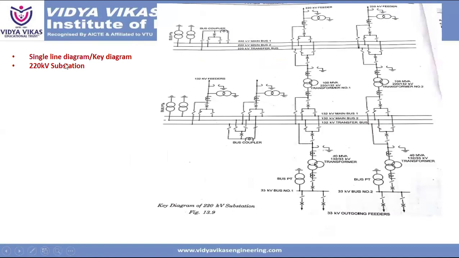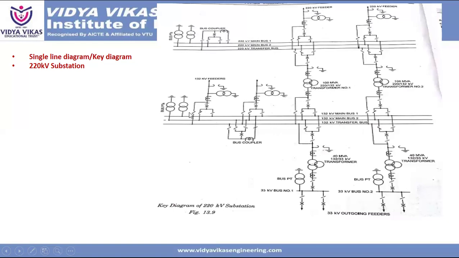And then the single line diagram of a 220 kV substation. In the 220 kV substation, two feeders are coming for the incoming, feeder number 1 and feeder number 2, and then bus bar 1, bus bar 2, bus bar 3. And then here they are going to use two transformers, 100 MVA each, 220/132 kV, transformer 1 and transformer 2, and then 132 kV bus bar 1, bus bar 2, bus bar 3.